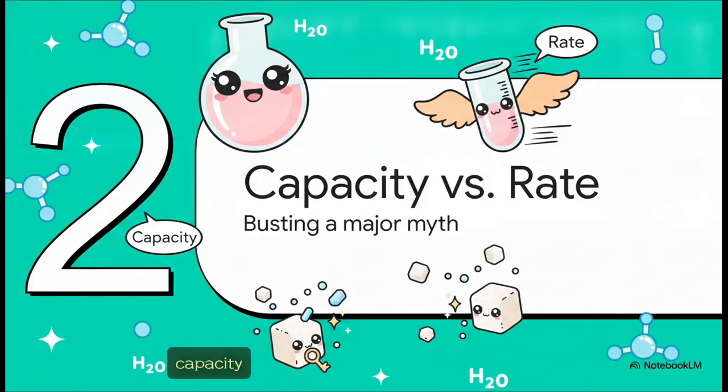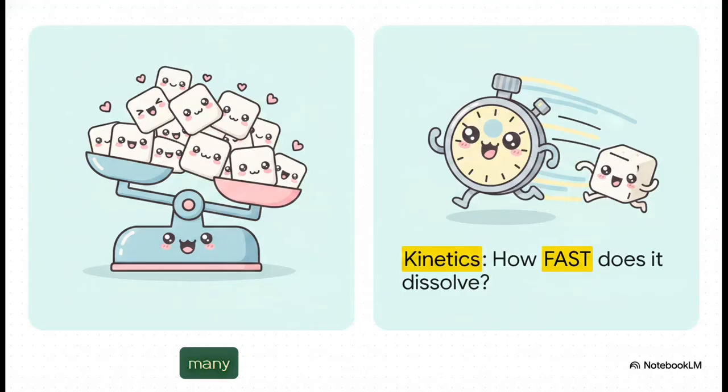Part 2. Capacity versus dissolving rate. Okay. This is where so many people get tripped up, so we're going to bust a major scientific myth right now. The crucial point here is that we absolutely cannot confuse capacity with kinetics. Capacity is a question of scale, how much solute can dissolve. It's the absolute maximum amount of a solute that a specific solvent can mathematically hold.